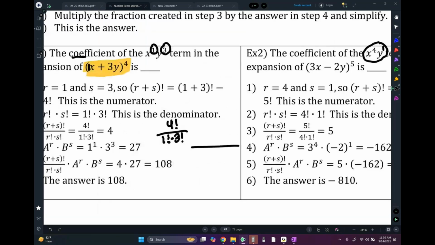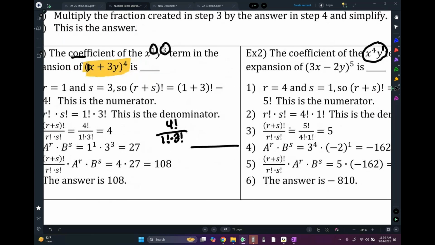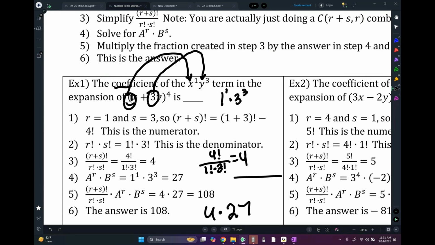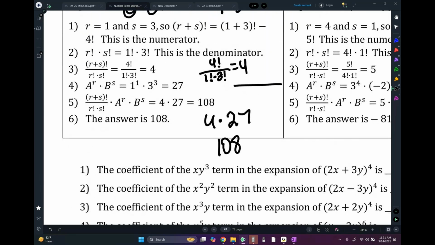So I'm going to do this one. 4 factorial over 1 factorial, 3 factorial. That's easy. That's 4. So you're going to do 4 times. Now here's the second half. I need to go back to this. This is 1 and this is 3, right? You're going to plug that number in here, and plug that number in here. So you're going to do 1 to the first times 3 to the third. 1 to the first is 1. 3 to the third is 27. 27 times 1 is 27. So the answer is going to be 4 times 27, which is 108.